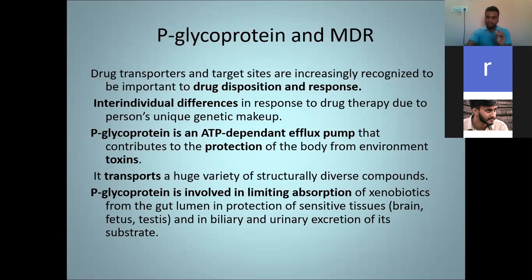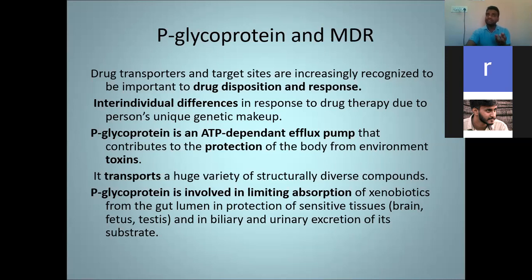In simple layman language, you can understand it is a pump which pushes things from inside to out. That is called an efflux pump. To push things out from in to out, this needs ATP. That's why you call it an ATP-dependent efflux pump. So why do we need that?